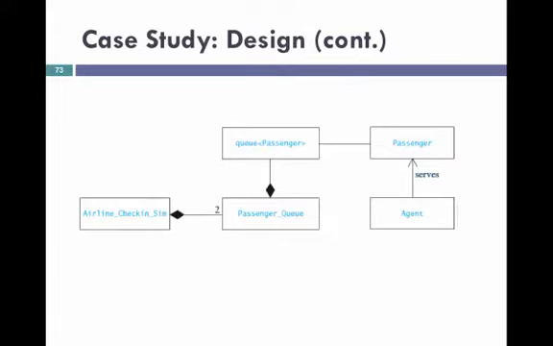Here's a UML diagram that shows the different elements of the system. We've got an agent, we've got passengers that are being served, we have the queue of passengers. This queue would have a passenger queue, and there's an airline check-in simulator program. It has a passenger queue.